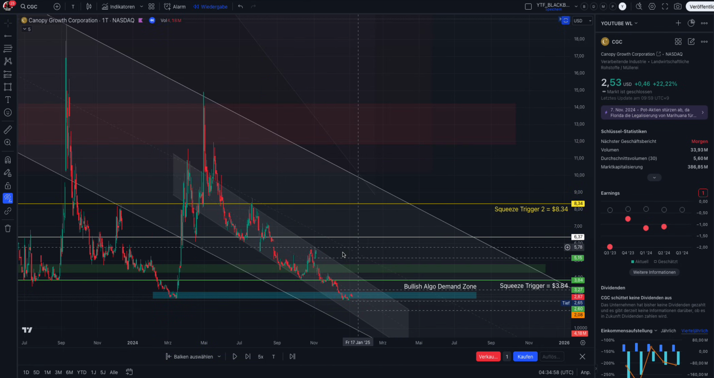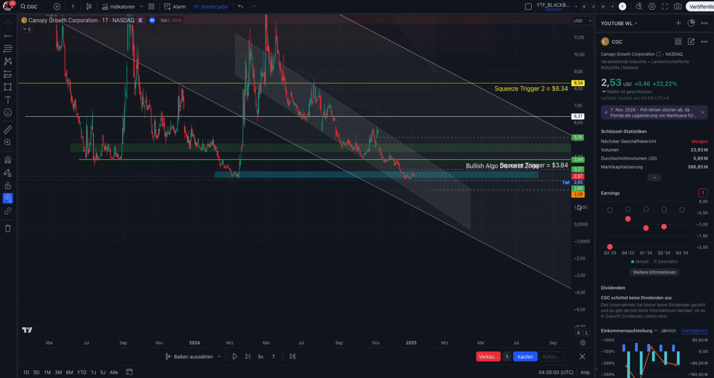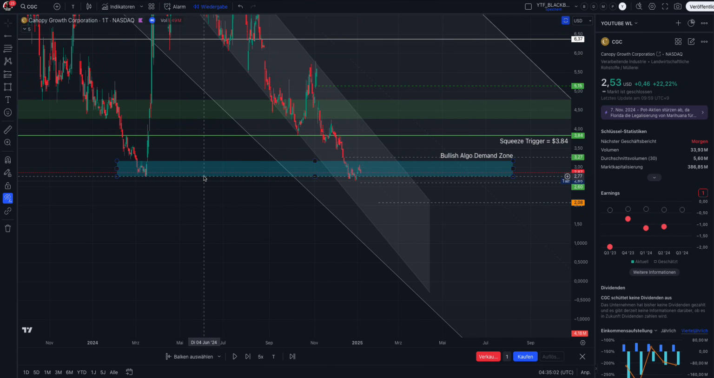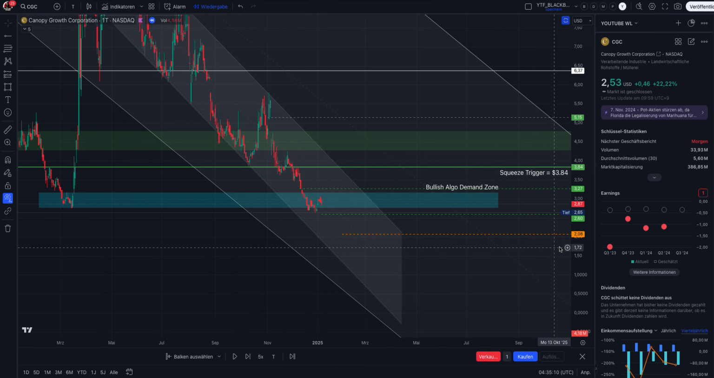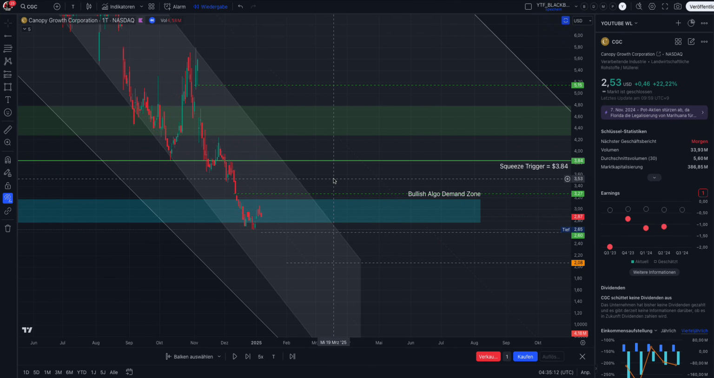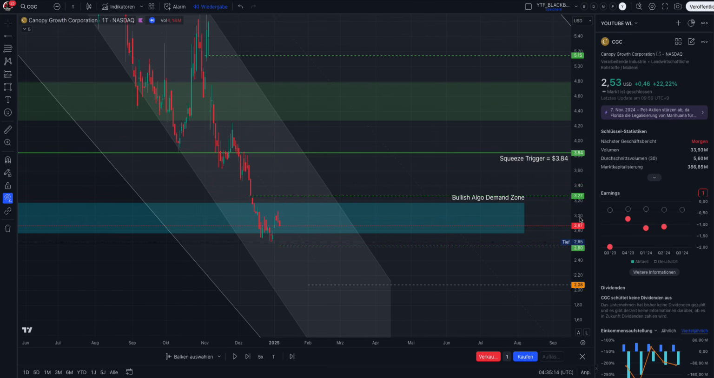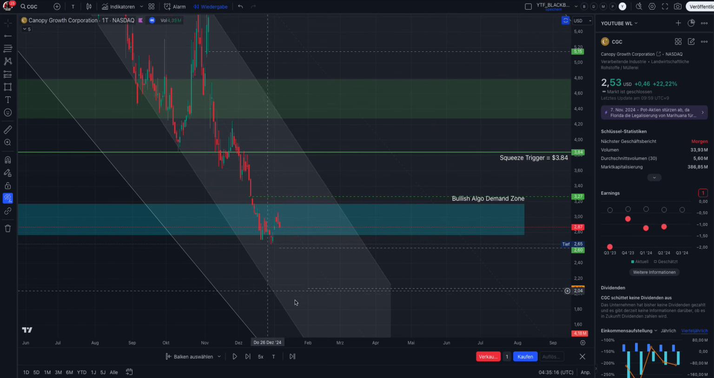And what happens now, guys? What we saw in the past days, we left this algo zone, which means when the market makers try to break the buying algos waiting at these price levels, they're using gap downs to create these kinds of volatile shakeouts. And of course, we also have a trend channel pattern for Canopy Growth.